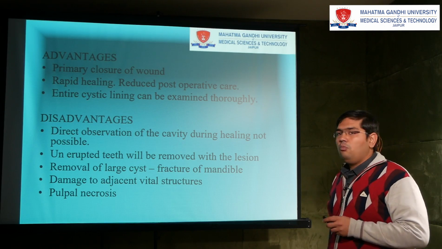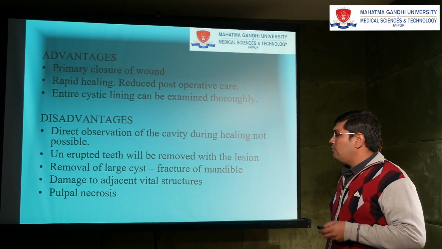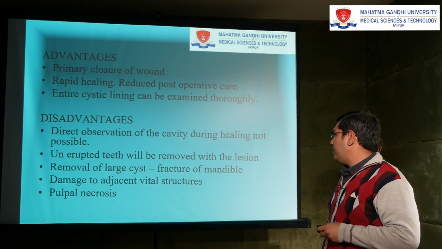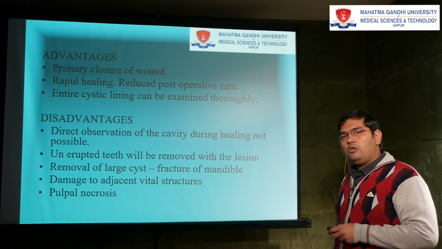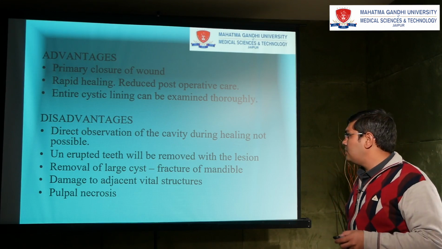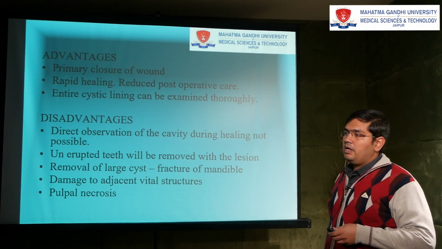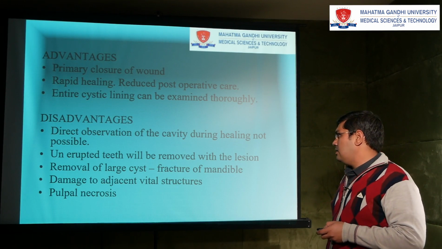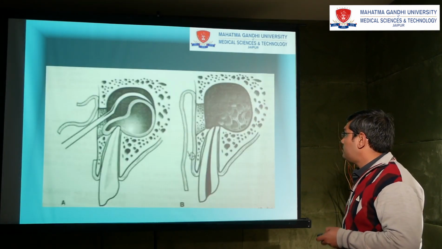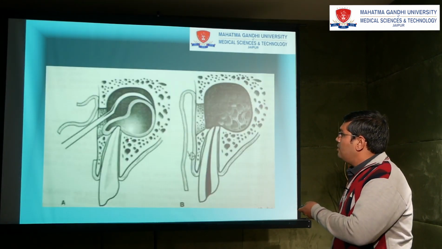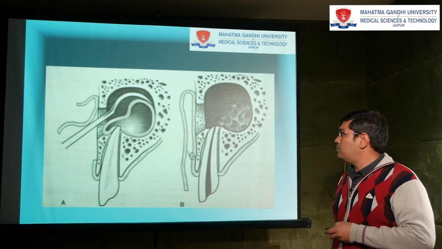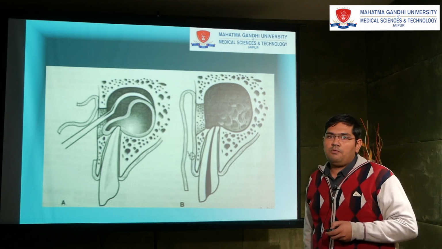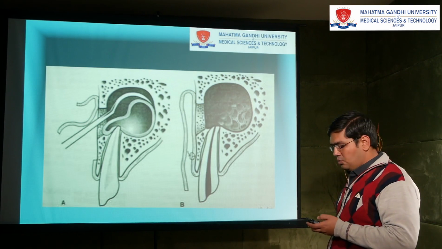Unerupted teeth will be removed with the lesion. Removal of a large cyst can cause pathological fracture of the mandible, damage to the adjacent vital structure like the inferior alveolar nerve, adjacent developing root buds, or pulp damage to the adjacent teeth will always be there. So the treatment part is simple. We reflect a mucoperiosteal flap, we remove the cyst lining completely and close the flap back in its position and leave the bony cavity to heal on its own in due course of time.